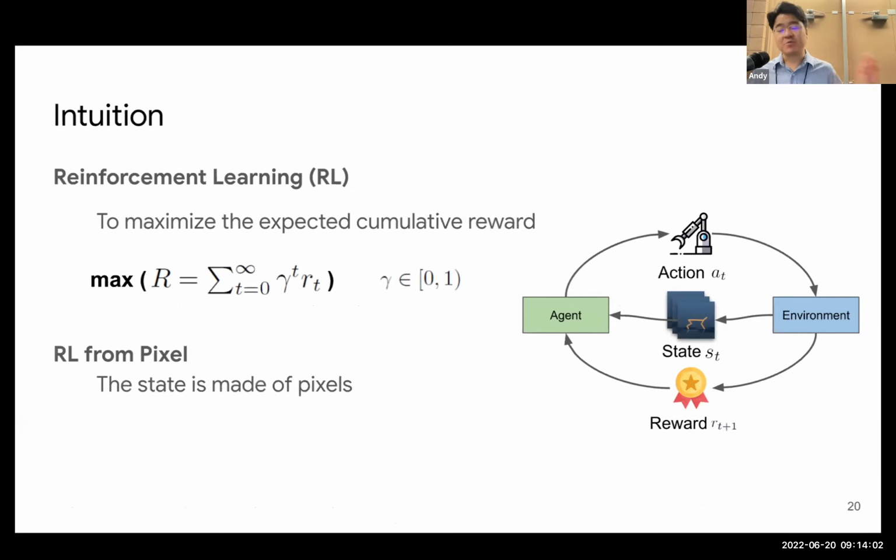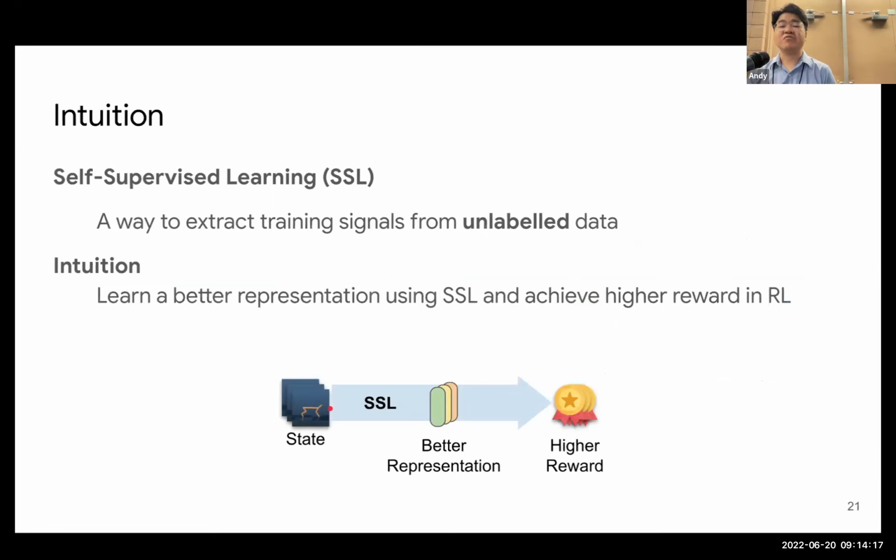The intuition is, as mentioned, there is reinforcement learning for robot learning. And we are particularly interested in reinforcement learning from pixels. So your state is made of pixels or representations learned out of pixels. And then there is self-supervised learning, which you'll be more familiar with. It's a way to extract training signals from unlabeled data. And the intuition is to learn a better visual representation using self-supervised learning and ultimately achieve higher reward in reinforcement learning. So we benefit from self-supervised learning losses and try to learn a better representation, which will eventually lead to better reinforcement learning and better robot learning.